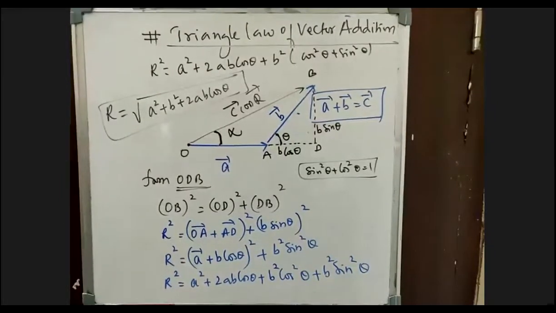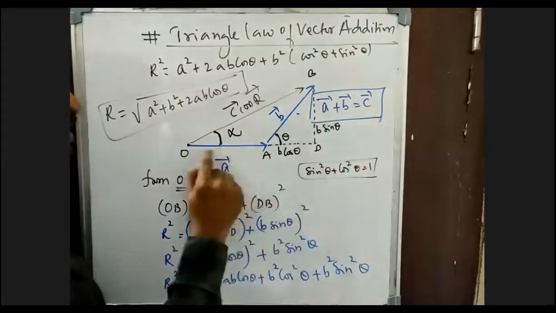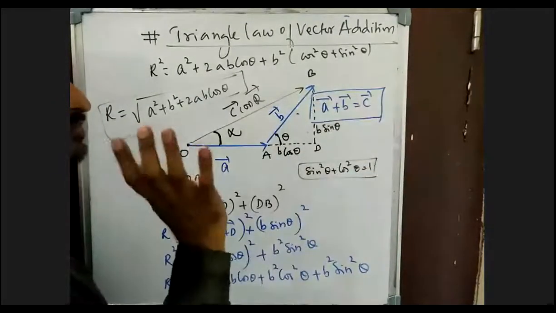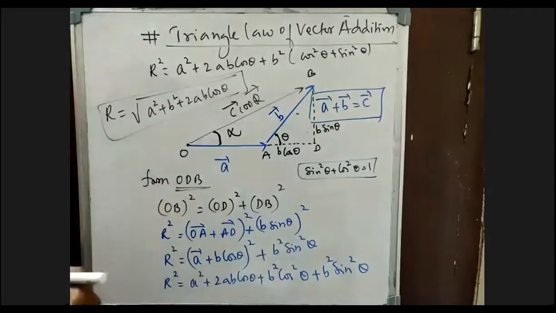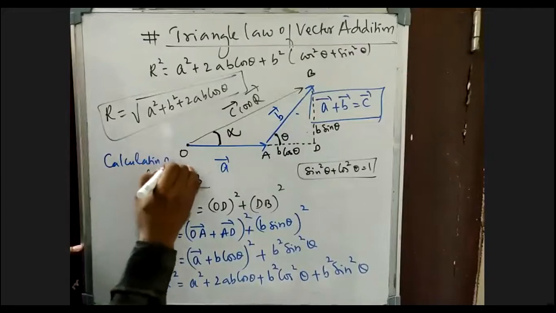Okay, chalo. Triangle law is clear for me. Then from this triangle law, in the vectorial part I am writing right now, A bar plus B bar will give me the C bar. Now, how do you calculate the magnitude? Calculation of magnitude, I can say.